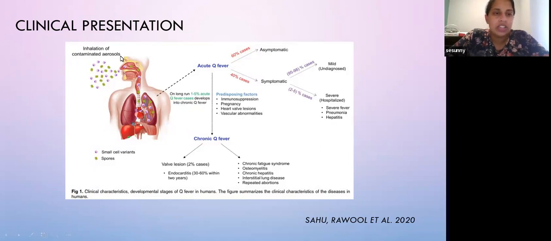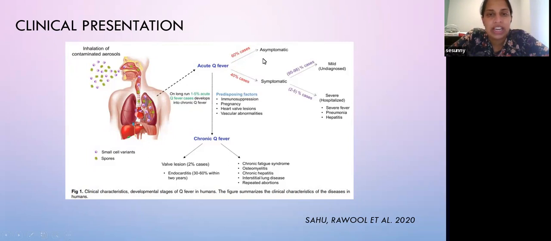So you have inhalation of the contaminated aerosols, like we had described previously, which can either be the small cell variants or the spores. Interestingly, you don't need a very high inoculum. So even 1 microorganism, they describe 1 to 10 being low enough to cause disease. So really very highly infectious. Even if you just inhale 1 organism, in a susceptible host, you can present with features of Q fever. So you have acute Q fever.